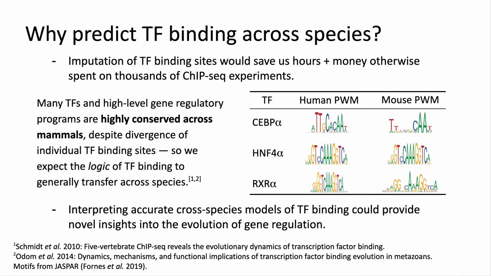Interestingly, though, if we look at parallel ChIP-seq experiments across species and look at their individual binding sites, there is remarkable divergence at the individual binding site level, indicating that we're not going to be able to use a very simple alignment approach from one genome to another in order to do something like this. Instead, we're going to need more sophisticated models.